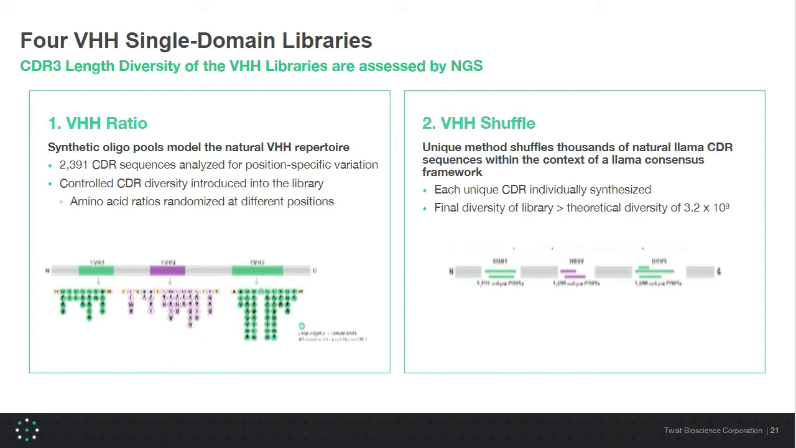So rather than use ratios of amino acids in those oligo pools that encode the library, like in the ratio library, we actually just use the explicit CDRs themselves derived directly from the database and just shuffled them in a unique context in this VHH shuffle library. And again, we put that into a consensus llama framework.